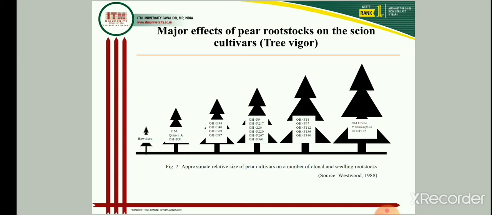As you are observing, the increasing trend of growth or vigor in the various clonal and seedling rootstocks: Hawthorn was reported to be dwarf. Quince A is reported to be dwarf. However, most of the hybrids were reported to be in the medium and vigorous category, and in the very vigorous category it is Old Home rootstock. So utilization of Quince rootstock along with Old Home can be used for reducing the vigor of pear and can improve the compatibility between the rootstock and scion.